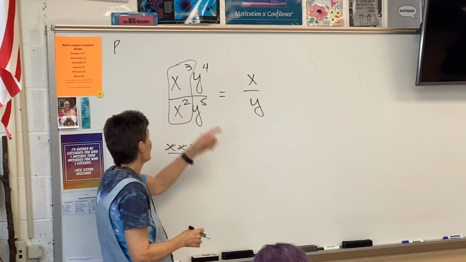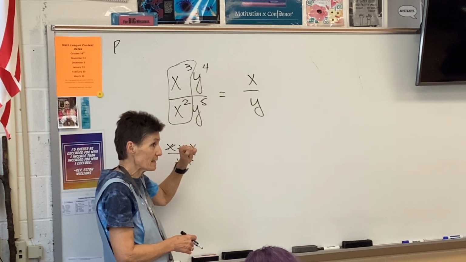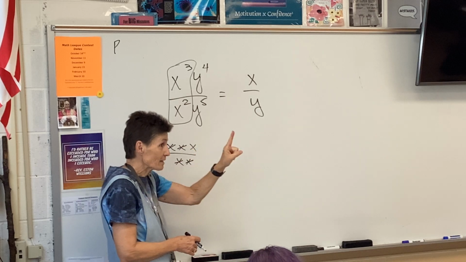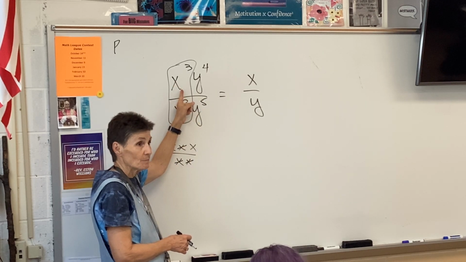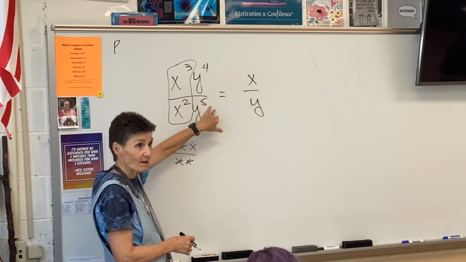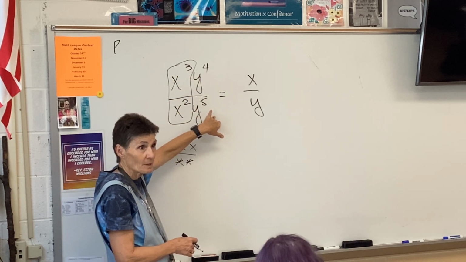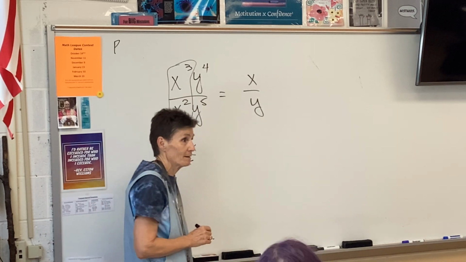So bottom line is, I have 3 on top, 2 on the bottom. They're going to cancel. I have 1 extra left over on the top, because the top is 1 bigger. Now we can do the same logic here. I have 4 on the top, 5 on the bottom. Which is bigger? The bottom. How much bigger? 1. So you have 1 y on the bottom. Perfect.